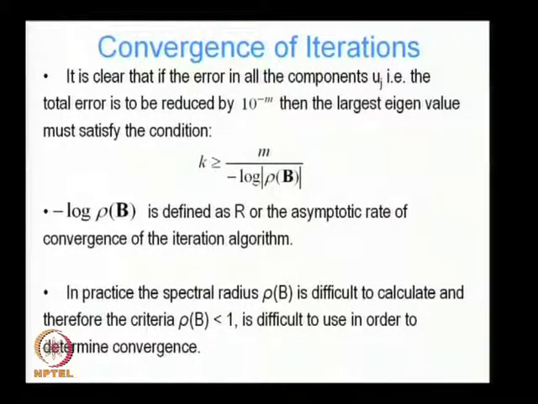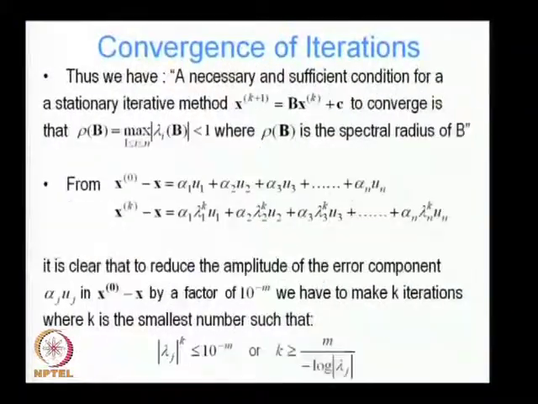So, what have we seen up to now? We have seen that if a stationary iterative method is going to converge, its largest eigenvalue must be less than 1, but a priori, given a linear system of equations, we have no idea what the spectral radius of B is. We have to first find out what B is, from this expression.